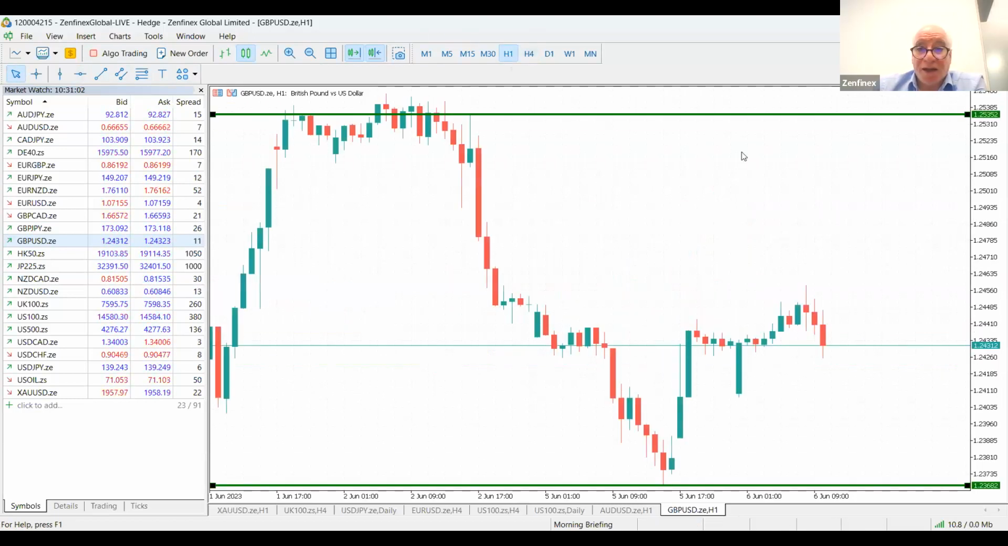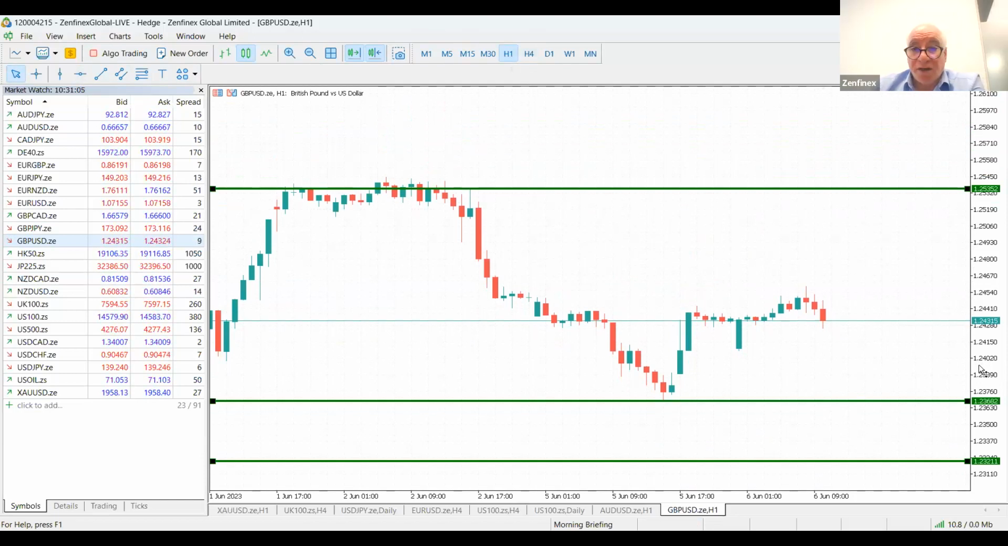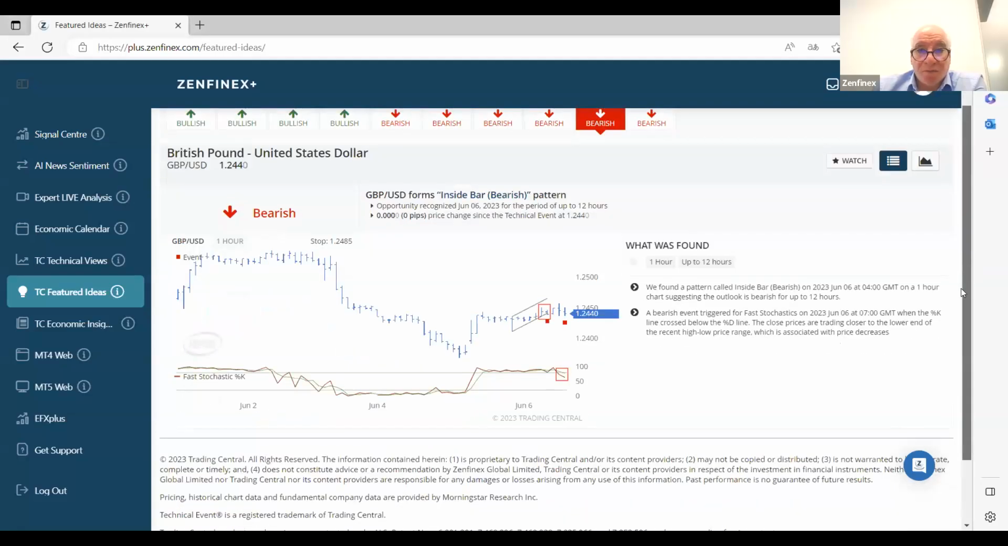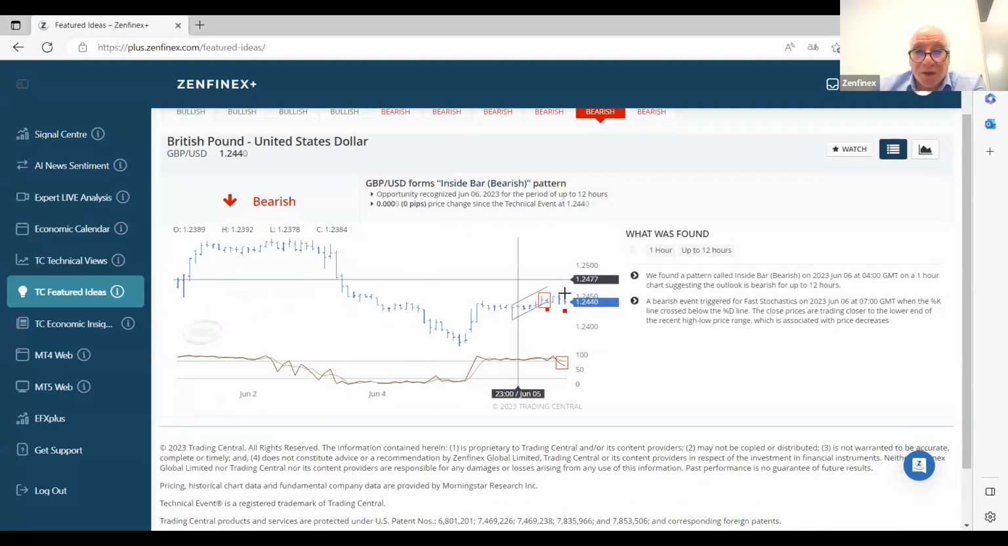Now let's start looking at their hourly trade idea. So they're saying it's weak. So I'm just going to go back to the idea, read it a bit more and see if it makes sense to us. Right. So this was at 4 o'clock, inside bar, looking for it to go down. So it does look bearish. Let's see if we can get that chart back up again.